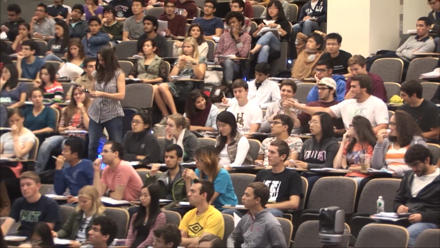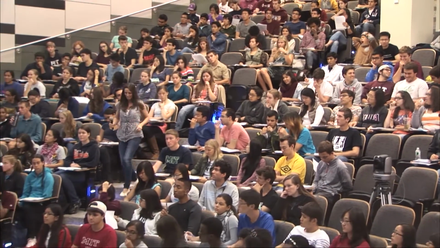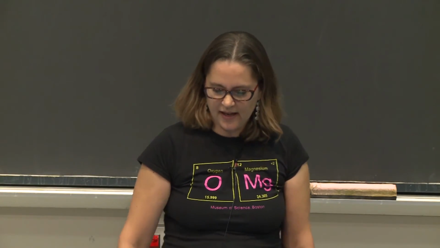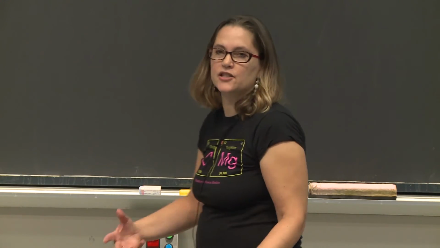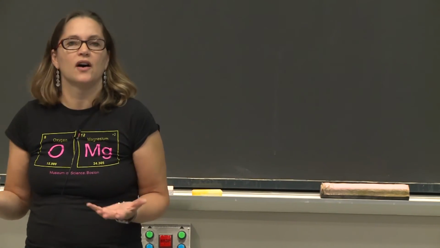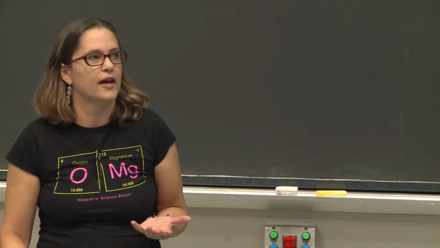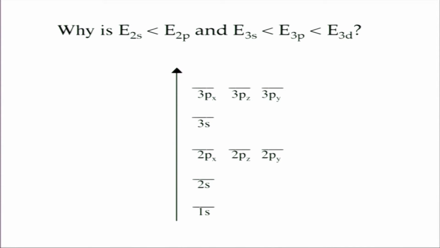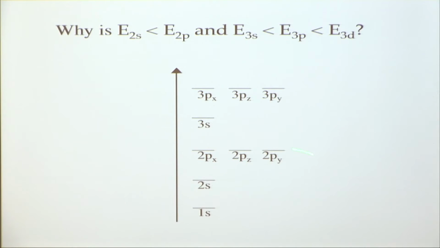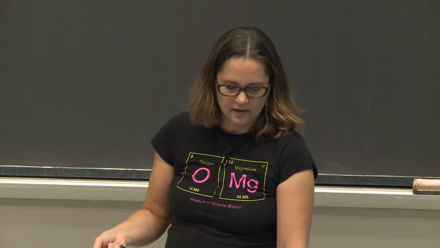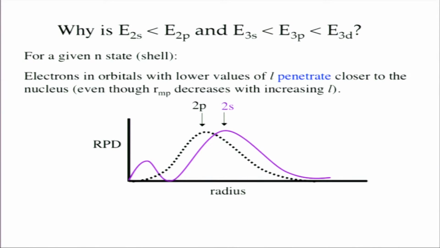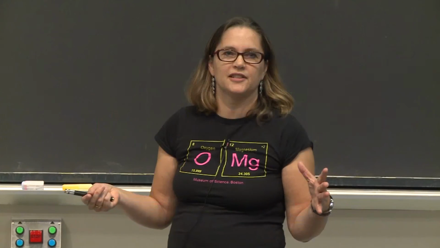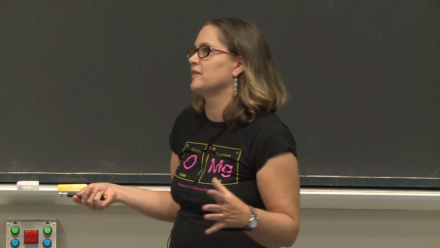So now we're going to talk more about why shielding is important. And shielding really has to do with this order of orbital energy that we all know and are very fond of. So when I show you this, we want to ask the question, why is 2s lower than 2p, or 3s lower than 3p? So let's take a look at this. And we're going to go back to our radial probability distribution. I told you I wasn't going to leave them for very long, and we're back again.